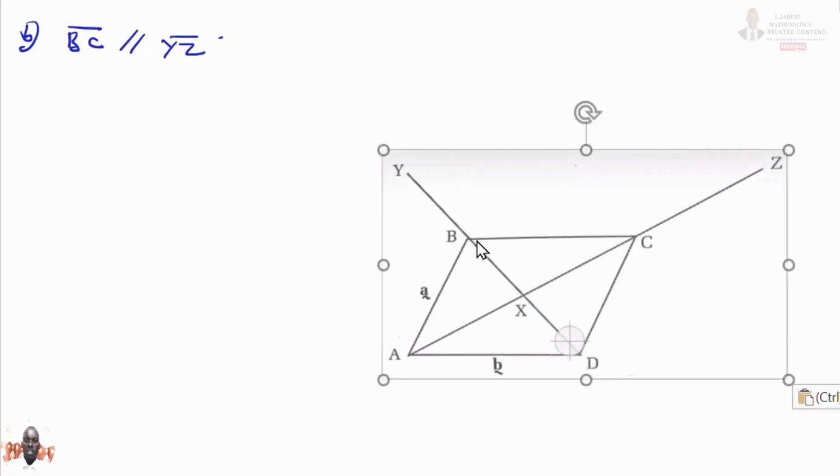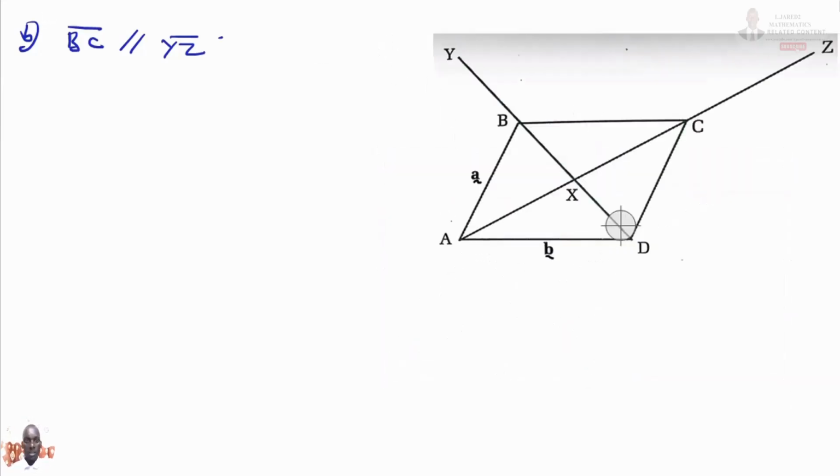In part B, we are required to show that the line BC is parallel to the line YZ, implying that we are going to get vector BC and vector YZ and compare them. If they are parallel, then we shall deduce that those lines are also parallel. Let's have our diagram here. So let us now begin by getting vector BC.